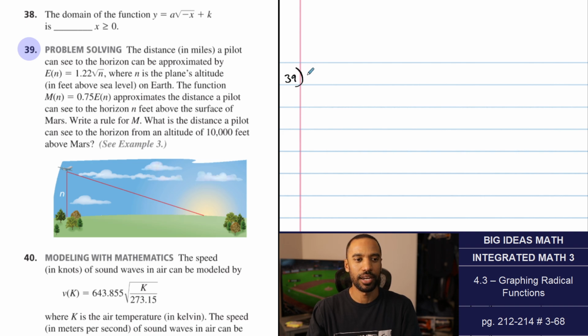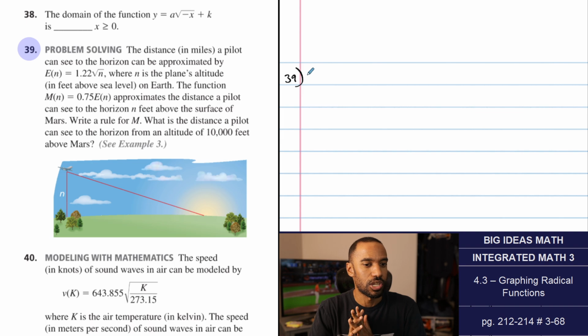All right, number 39. Problem solving. The distance in miles a pilot can see to the horizon can be approximated by this function here, where n is the plane's altitude in feet above sea level on Earth.